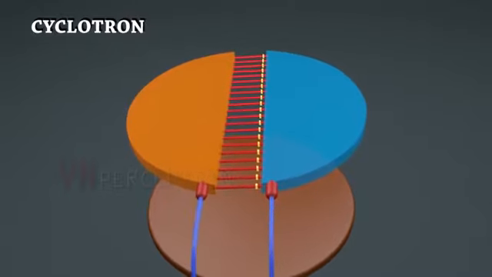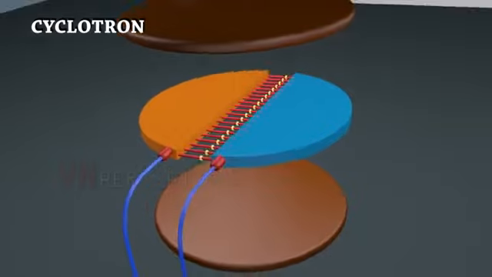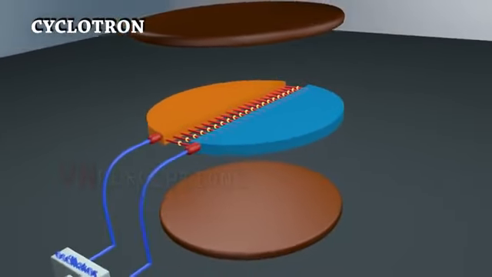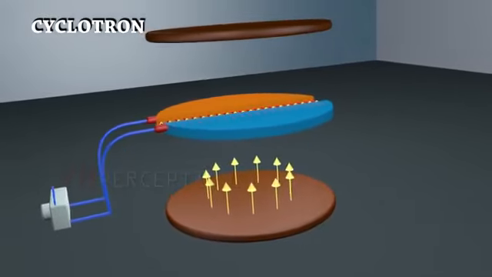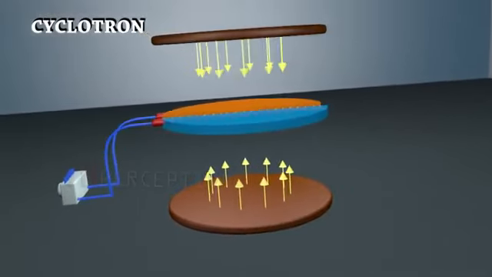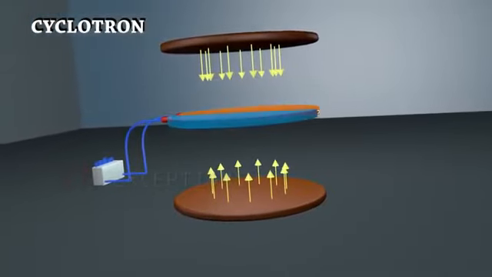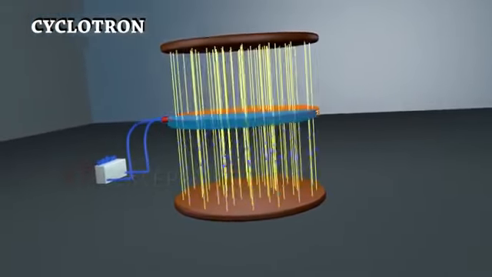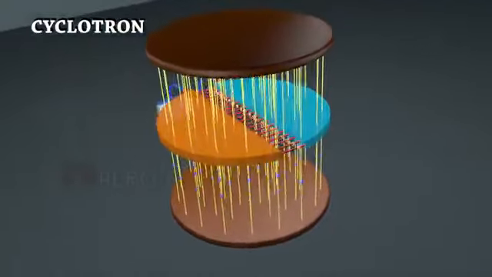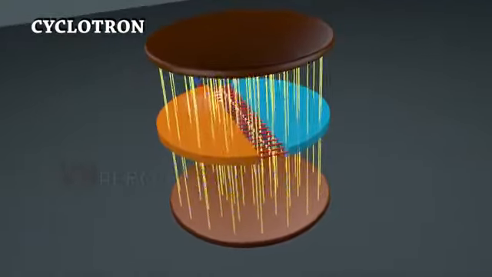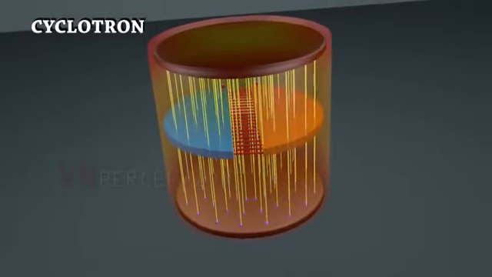One electromagnet is kept below the two Ds and one electromagnet is kept above the Ds. The bottom electromagnet has its north pole above and the top electromagnet has its south pole below. This creates a magnetic field perpendicular to the direction of the electric field. This entire arrangement is sealed in a vacuum box.